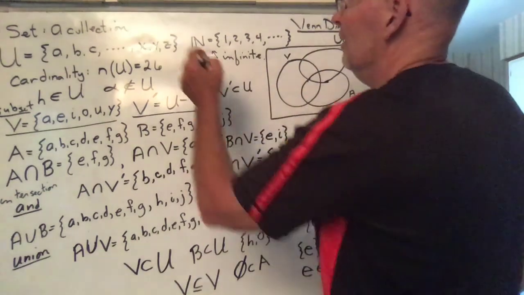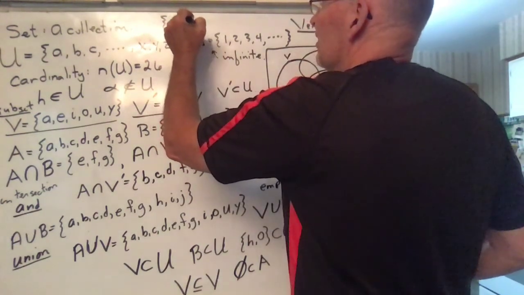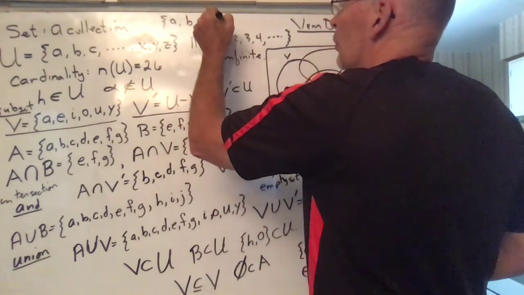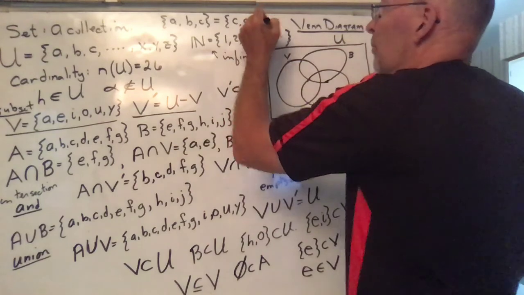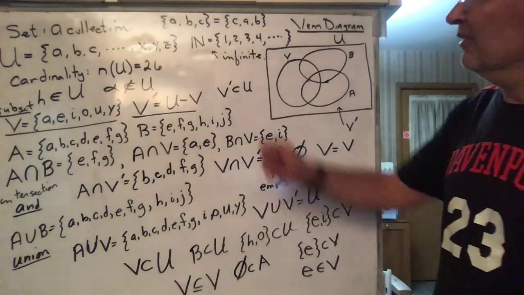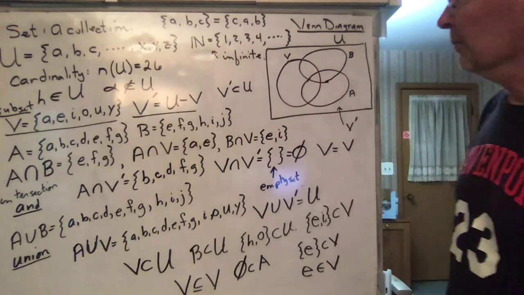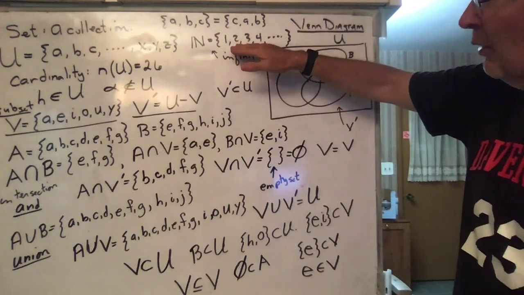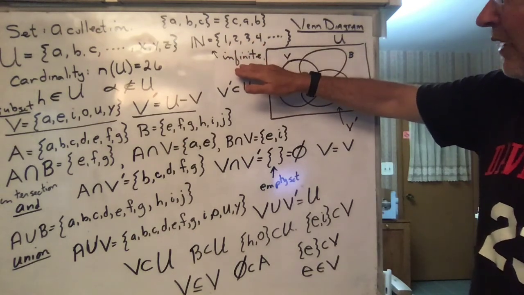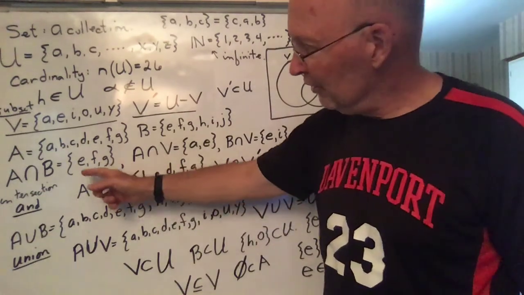Two sets are equal if they have exactly the same elements. So for example, I'll just do it up here. The set A, B, C is equal to the set C, A, B because they have exactly the same elements. It doesn't matter what the order is, and so then you'd say that they are equal. A set is infinite if you don't have a finite number of elements in it. And then we talked about intersections of sets.